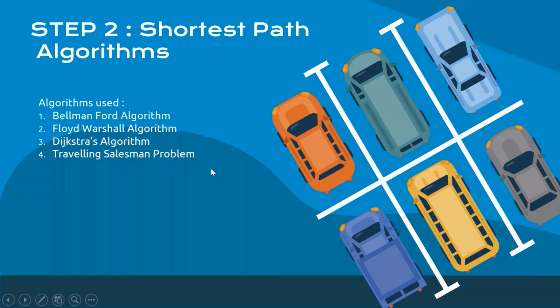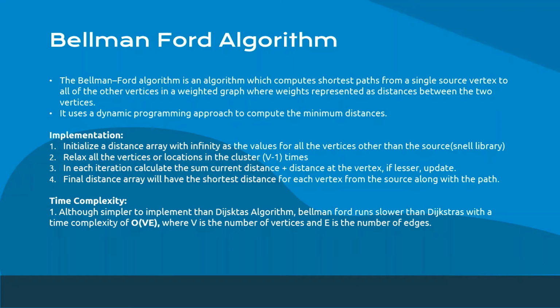So once the clusters are generated, using that as the input, we have implemented the shortest path algorithms on each of these clusters using Bellman-Ford algorithm, Floyd-Warshall's algorithm, Dijkstra's algorithm, as well as the traveling salesman approach. In Bellman-Ford algorithm, we compute the shortest path from a single source to all of the other vertices in the graph. In our case, vertices are the drop-off locations, and the weights in the graph represent the distance between each of the vertices.